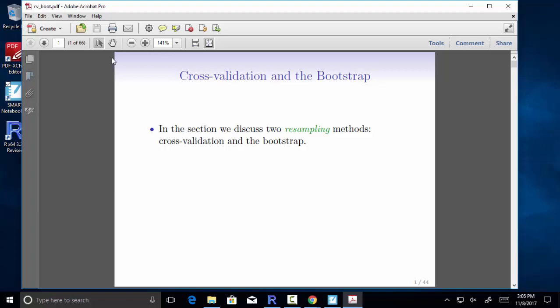Right, let's get started. We're going to continue talking today about cross-validation.